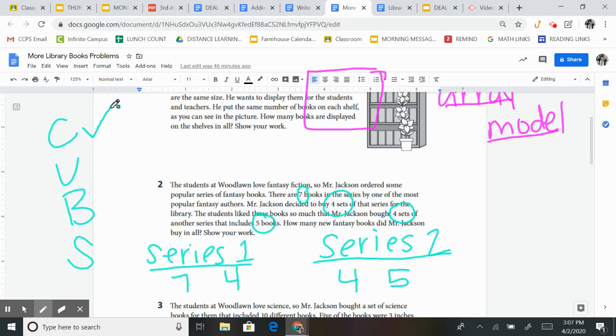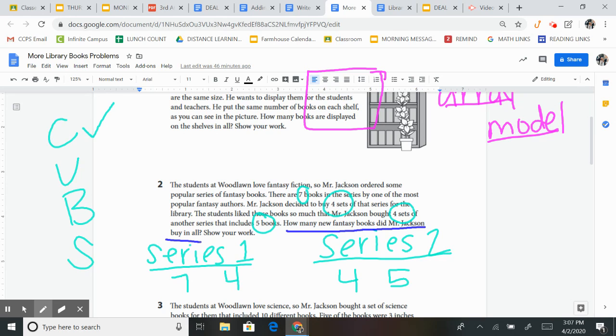So that is done. Now, underlining the question, I'm going to get a new color so that we're not looking at a bunch of teal. Let's do a nice deep blue. Whenever you're going to find your question to underline, find the question mark and then work your way back. So here's the question mark, I'm going to work my way back. How many new fantasy books did Mr. Jackson buy in all? So that's our question.